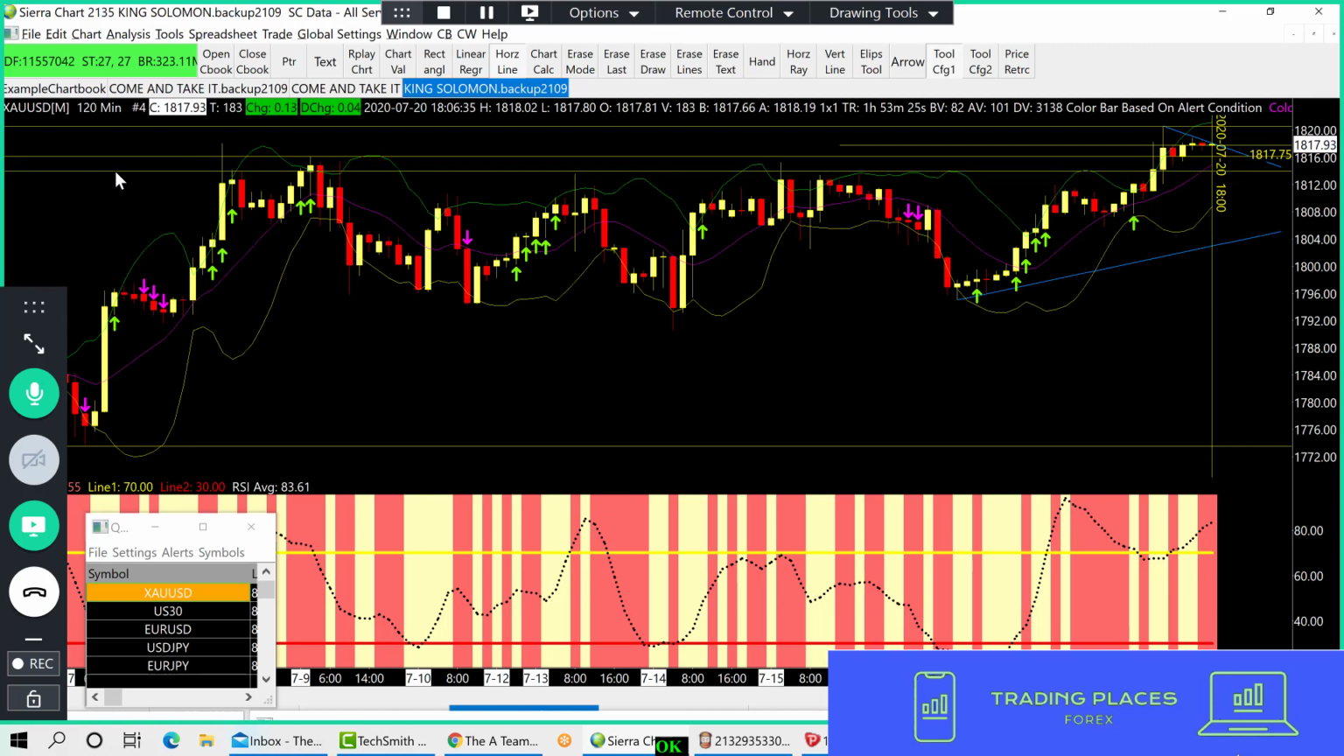Is this one? Yeah, that's a good one. Look at this. It hit once, twice, three times and bounced. It went above it, came back, and then it went down. Okay, there's another one there. There's another one there. There's one there. There's another one there. And there's one, and on this side there's support.